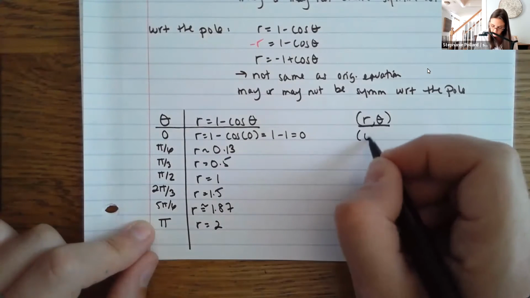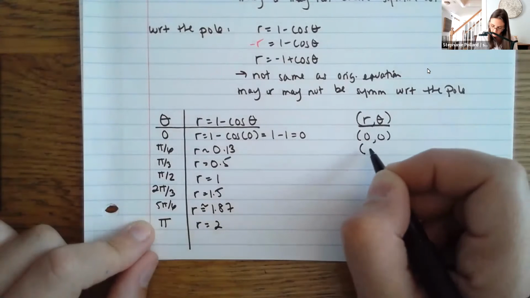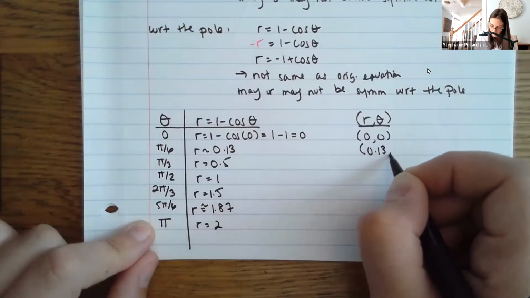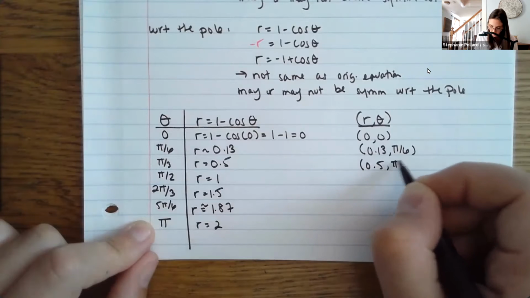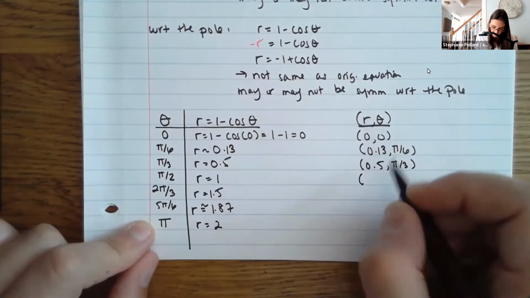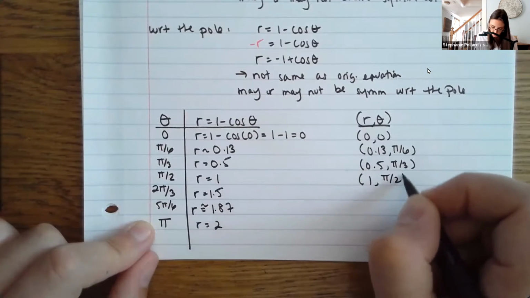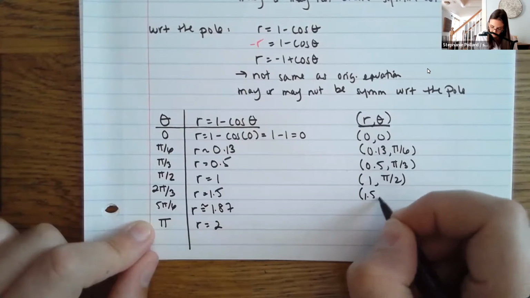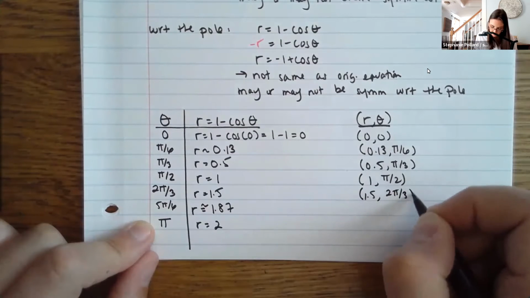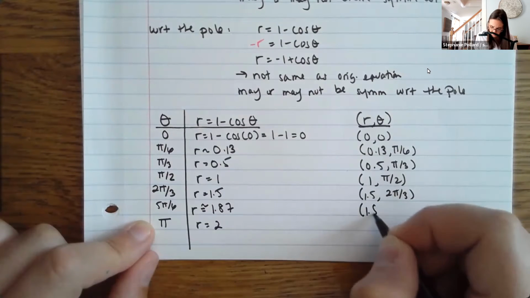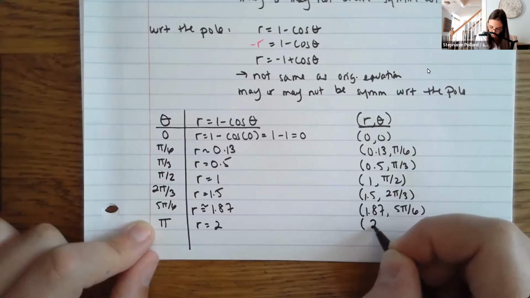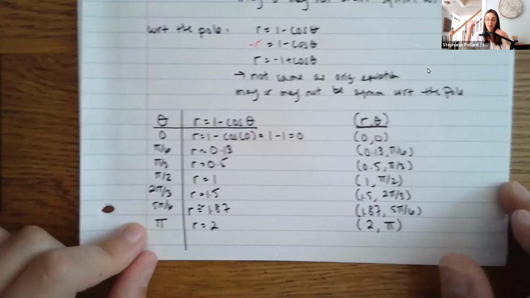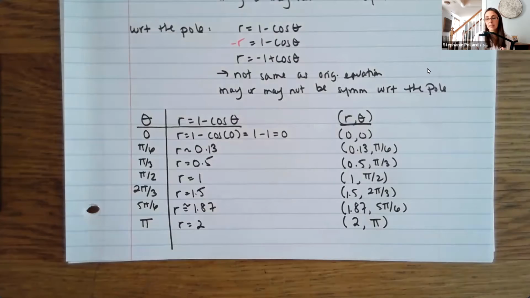So I have 0, 0, about 0.13 at pi over 6, 0.5 at pi over 3, 1 at pi over 2, 1.5 at 2 pi over 3, about 1.87 at 5 pi over 6, and then about 2 at pi. And again, because we have that vertical symmetry, you're going to start seeing that repeat.